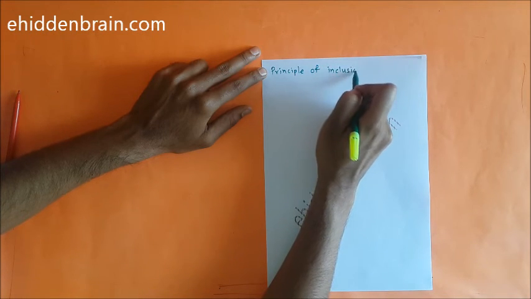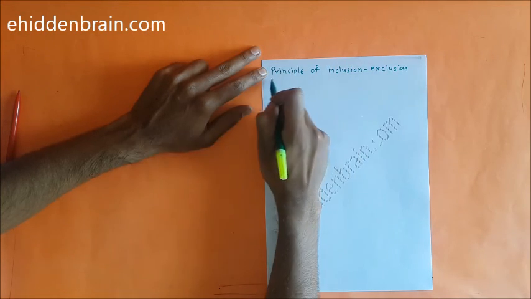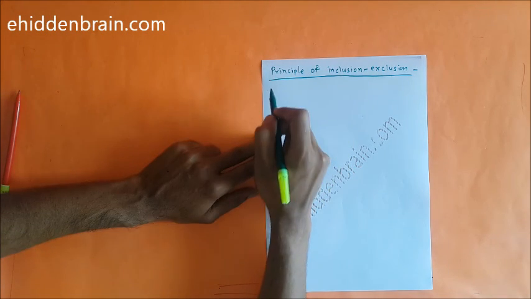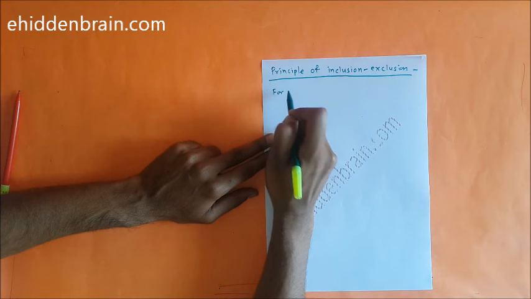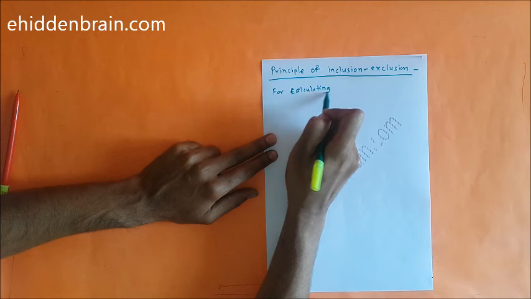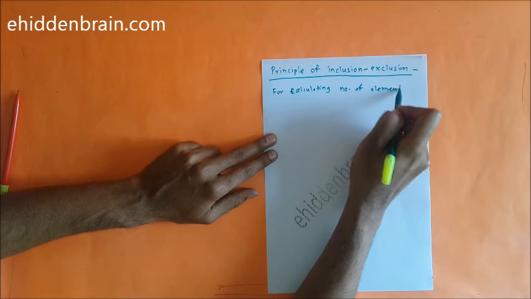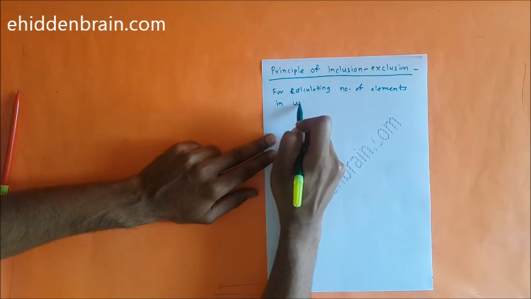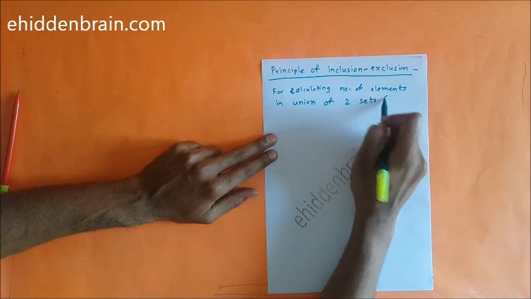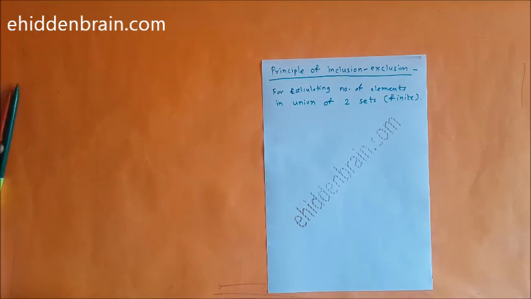Today we will see the principle of inclusion-exclusion. Now, what is the principle of inclusion-exclusion? It is a counting technique, right? For calculating the number of elements in the union of two sets which are finite in nature, right? So it's a calculating technique.